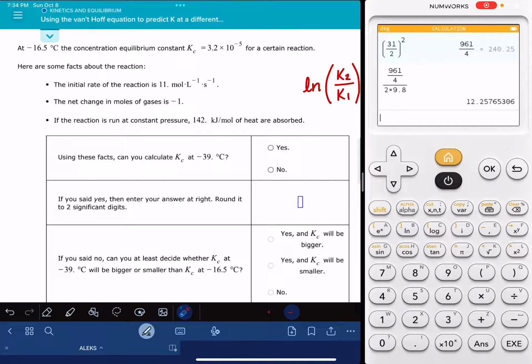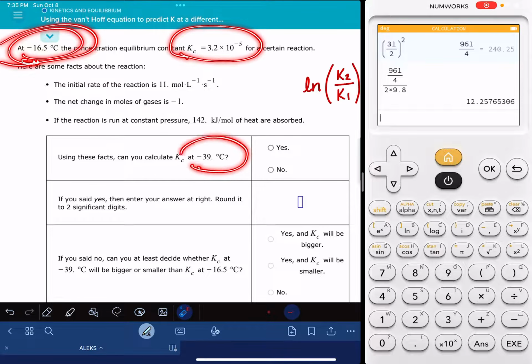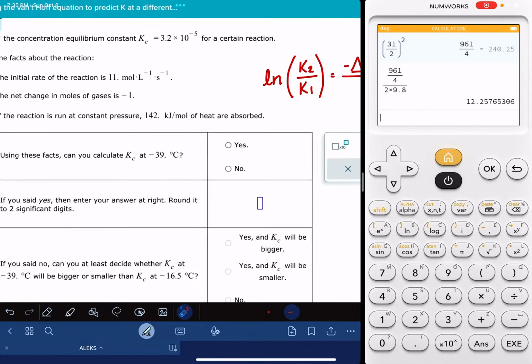So this problem is going to start off by giving you a temperature and an equilibrium constant. It's going to give you some random facts about the reaction, which are going to be either mostly useless or entirely useless, and then it's going to ask you 3 different questions about the reaction. The first question that's asking you is, can you calculate Kc at a different temperature? So notice here for mine, it's providing me with a value of Kc at negative 16.5, and it's asking me if I can figure it out at a different temperature.